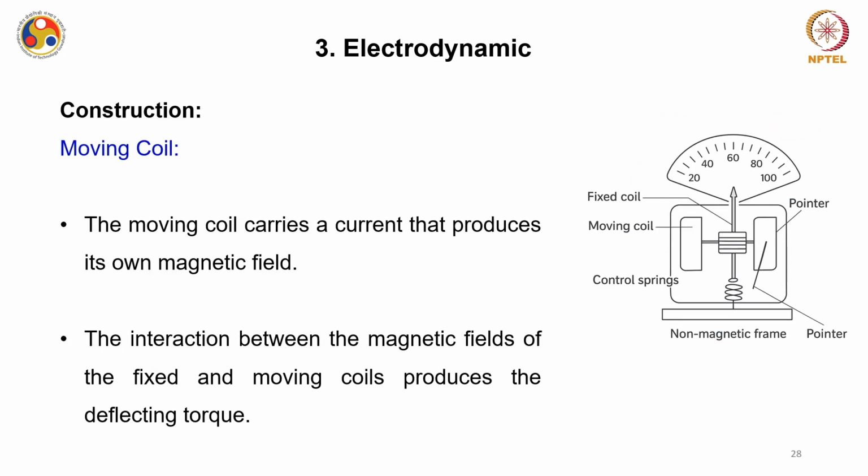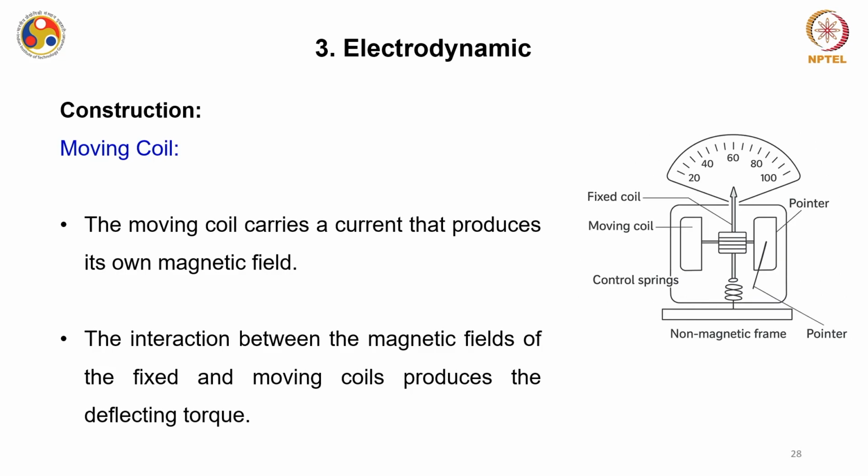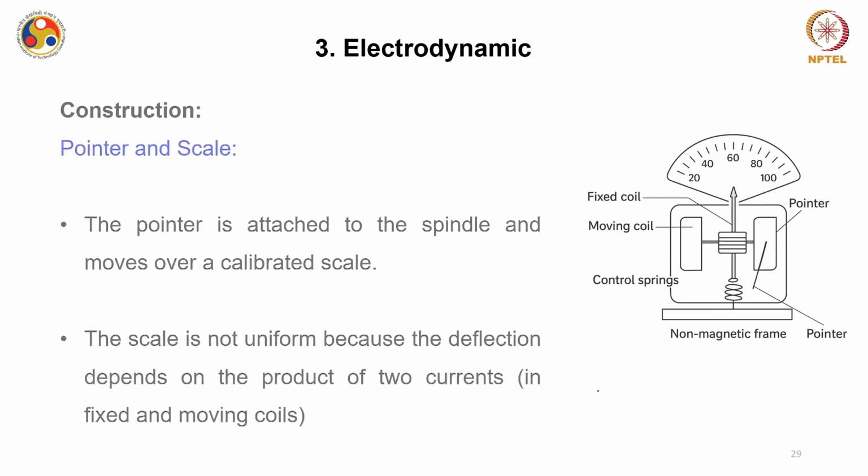Now the moving coil carries a current that produces its own magnetic field. The interaction between the magnetic field of the fixed coil and the moving coil produces a deflecting torque. We have seen why the torque is produced in case of PMMC, why the torque is produced in the moving iron, and why the torque is getting produced in the electrodynamic kind of instrument. So the interaction between the magnetic fields of the two coils, the field coil and the moving coil, is actually responsible for the generation of the deflecting torque.